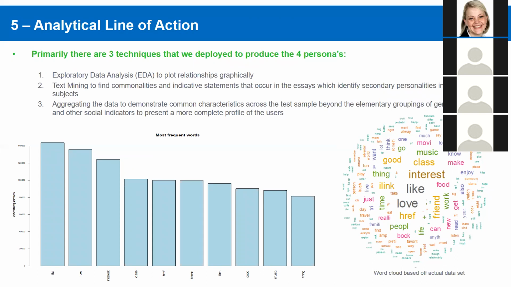On the right side, we can see the word cloud based off the actual data, which was extracted from these essays. The third technique that we used was we aggregated the data to generate insights that were not evidential by just looking at the raw data at the basic grouping level of gender, age, or social indicators.